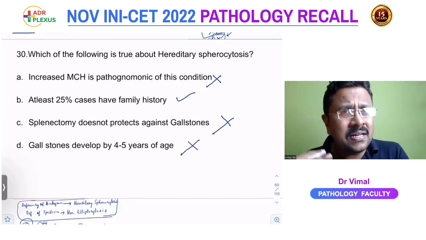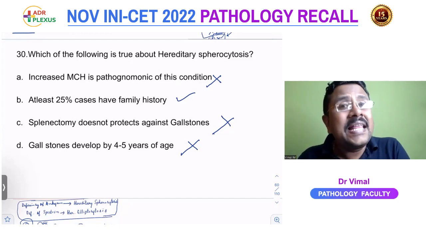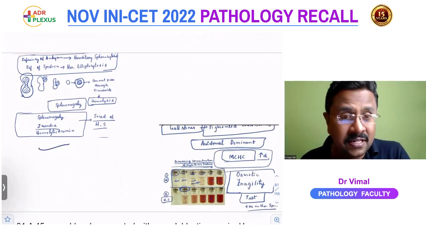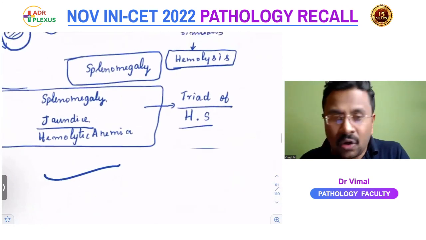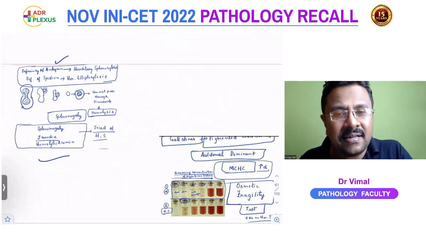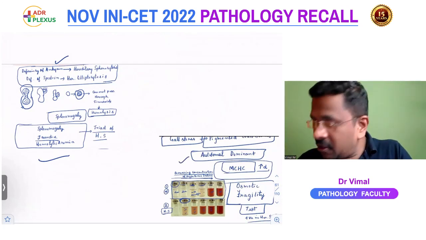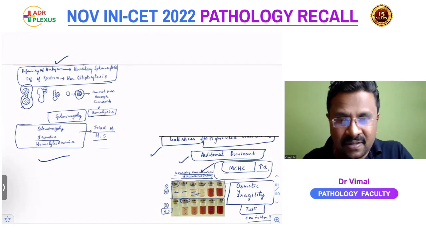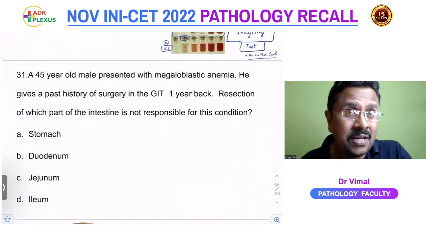So the correct option here, as stressed, is the family history. At least 25% of the cases have a family history. The name itself says hereditary spherocytosis. Yes, the disease is hereditary. So this is the right option. As you can see, we have stressed the triad of hereditary spherocytosis: splenomegaly, jaundice, and hemolytic anemia. Deficiency of ankyrin causes hereditary spherocytosis, and deficiency of spectrin causes hereditary elliptocytosis. Yes, it is autosomal dominant inheritance with gallstones. Remember, MCHC will be elevated, osmotic fragility will be positive, and flow EMA will be the diagnostic test of choice and standard test.